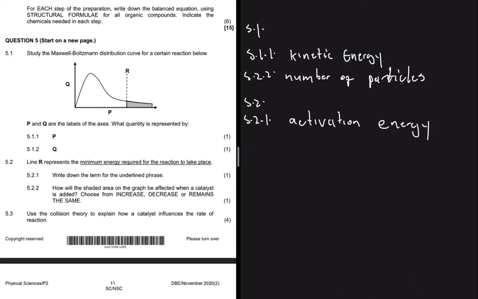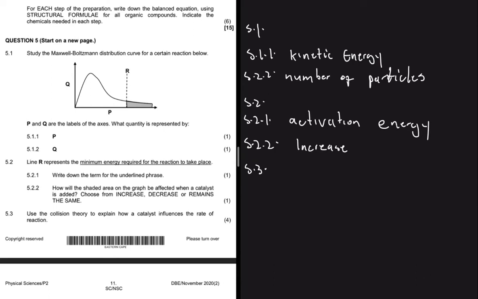And then 5.2.2 says, how will the shaded area on the graph be affected when a catalyst is added? Choose from increase, decrease, or remain the same. Now, obviously, it's going to increase, right? Increase. And then I'm going to explain that in a second. Actually, 5.3 asked me to explain why I'm saying it increases.